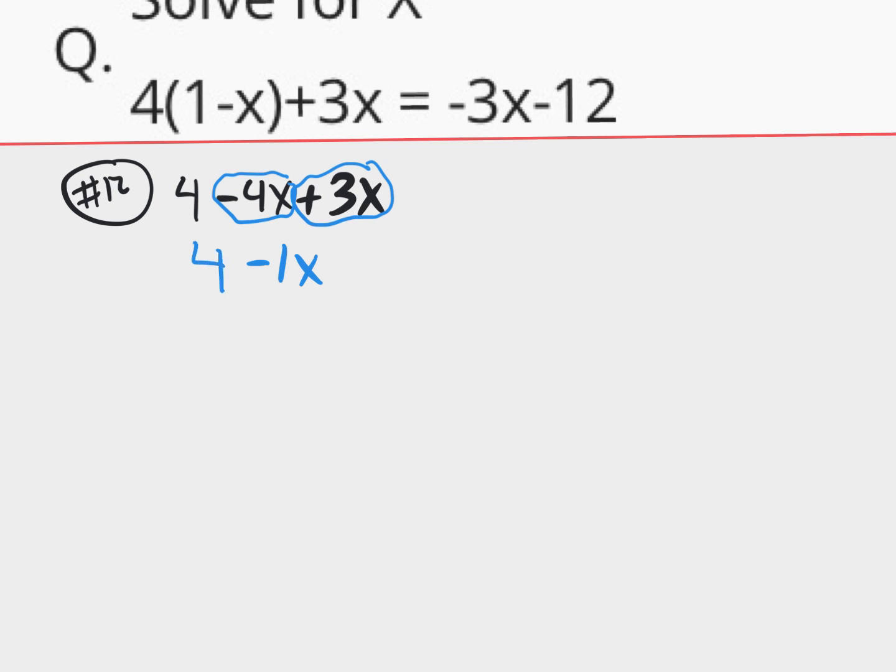You have a 4 minus 1x. Then you could bring down the equal sign as well. Okay, bring down the equal sign. 4 minus 1x equals negative 3x minus 12. All I did was rewrite the right side, just right there.